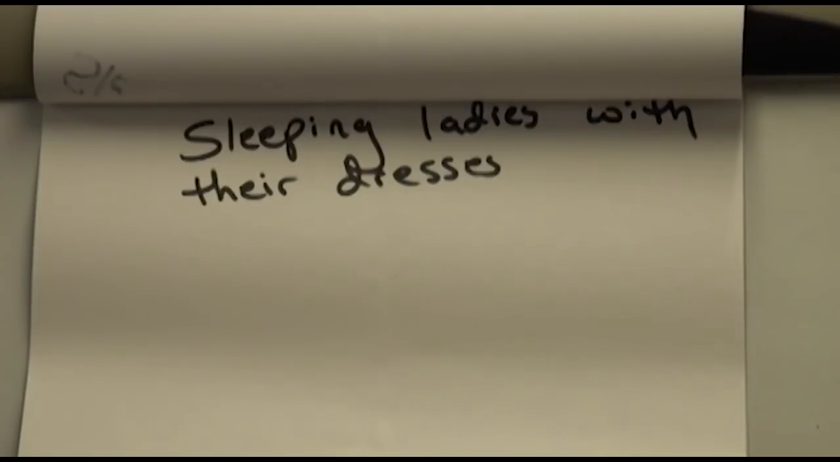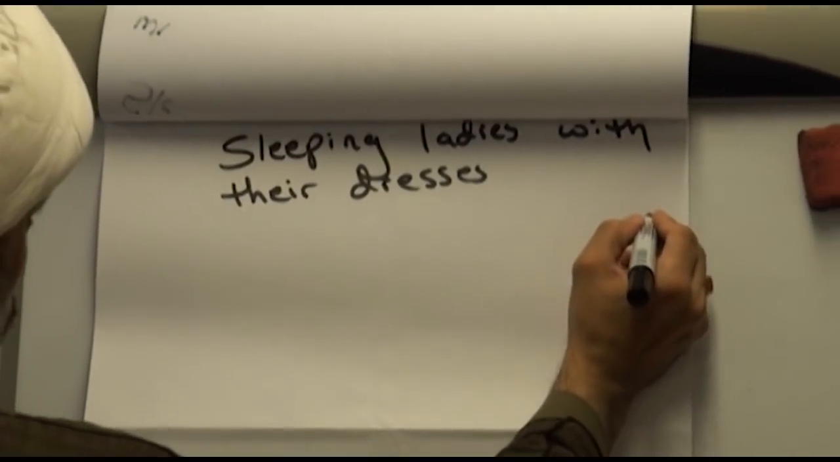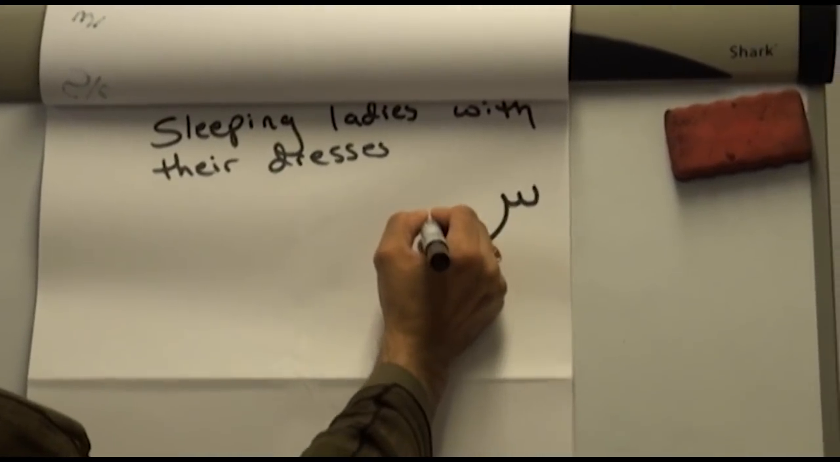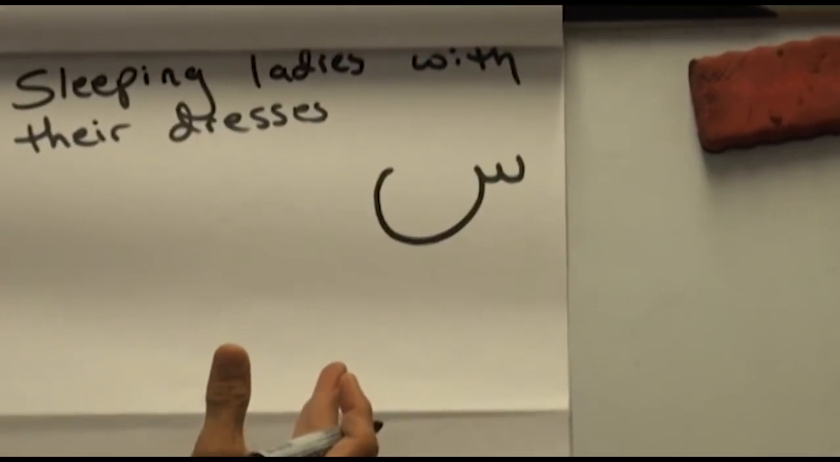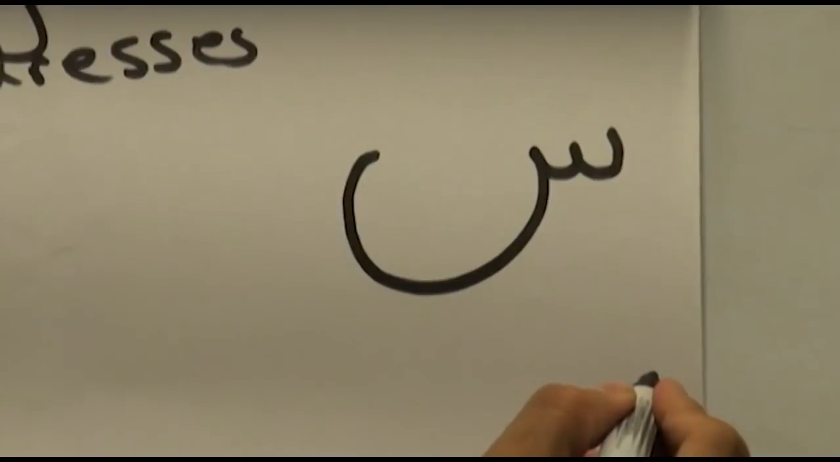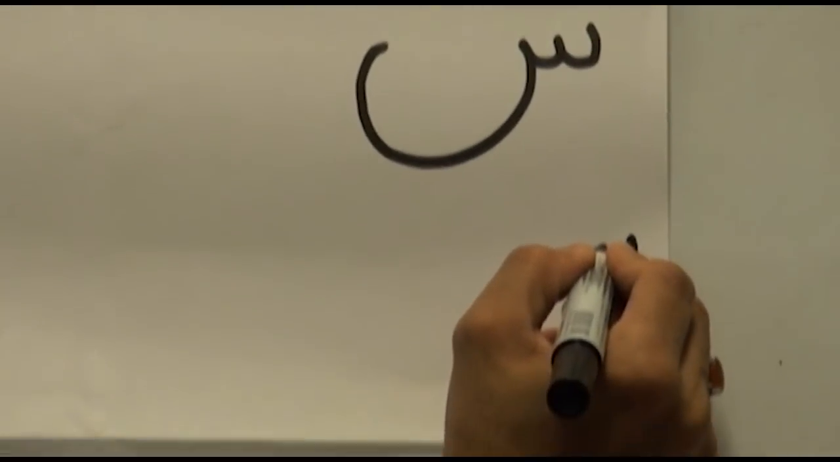So now you are with me in the picture. These are like sleeping ladies. Remember, sleeping seen. Start with seen. Oh, this is her dress. See, that's her dress, dangling down. So we have four types of sleeping ladies.